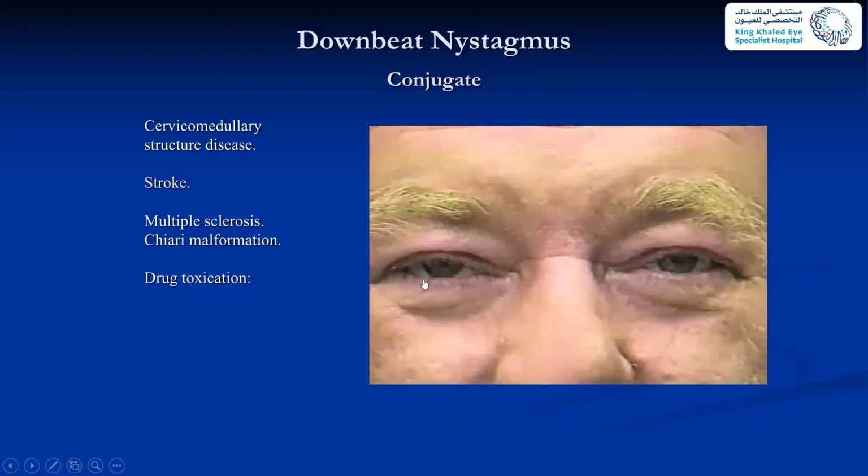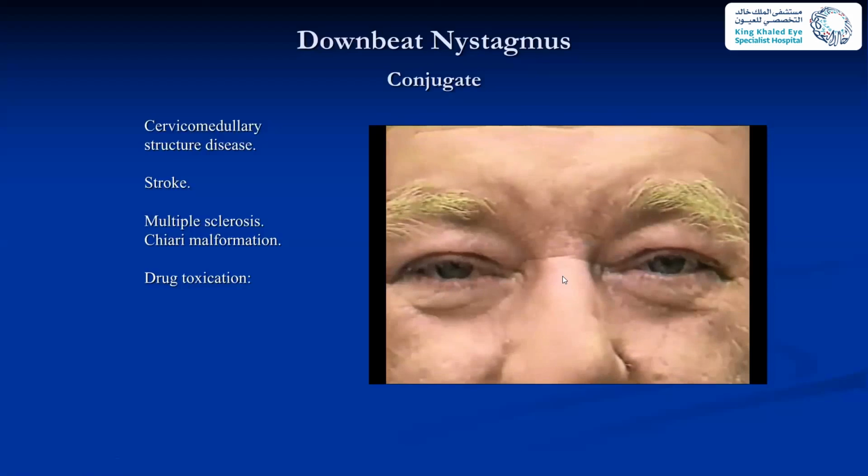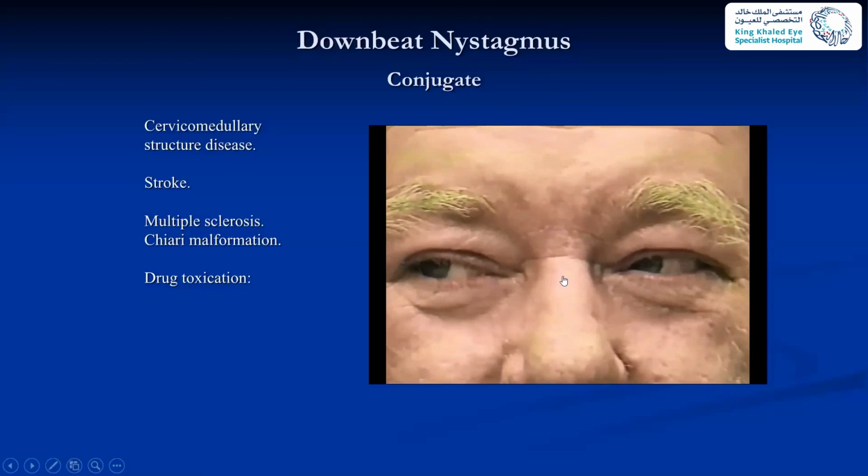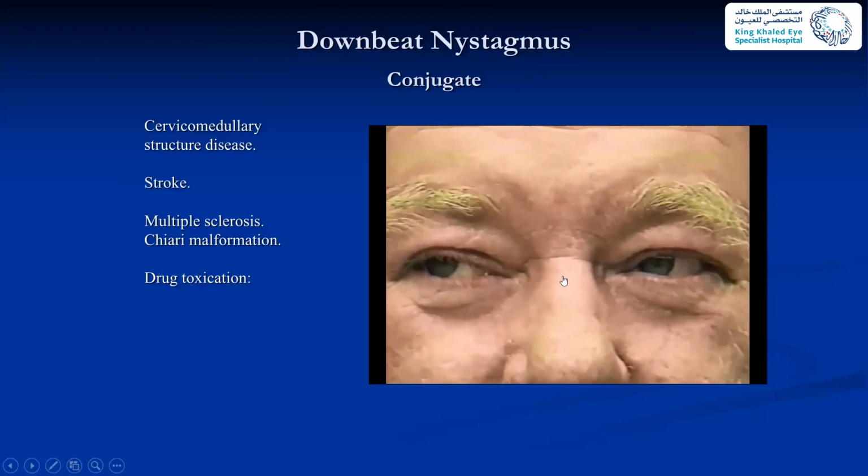And as I said, we call it according to the fast phase, but you know that the pathological phase is the slow phase. Usually, if it is acquired, it is due to cervicomedullary structure disease. It can be caused by stroke, multiple sclerosis, Chiari malformation, or drug intoxication. Let us see this patient. You see the jerk nystagmus, both eyes moving in the same direction, and the fast phase is down.